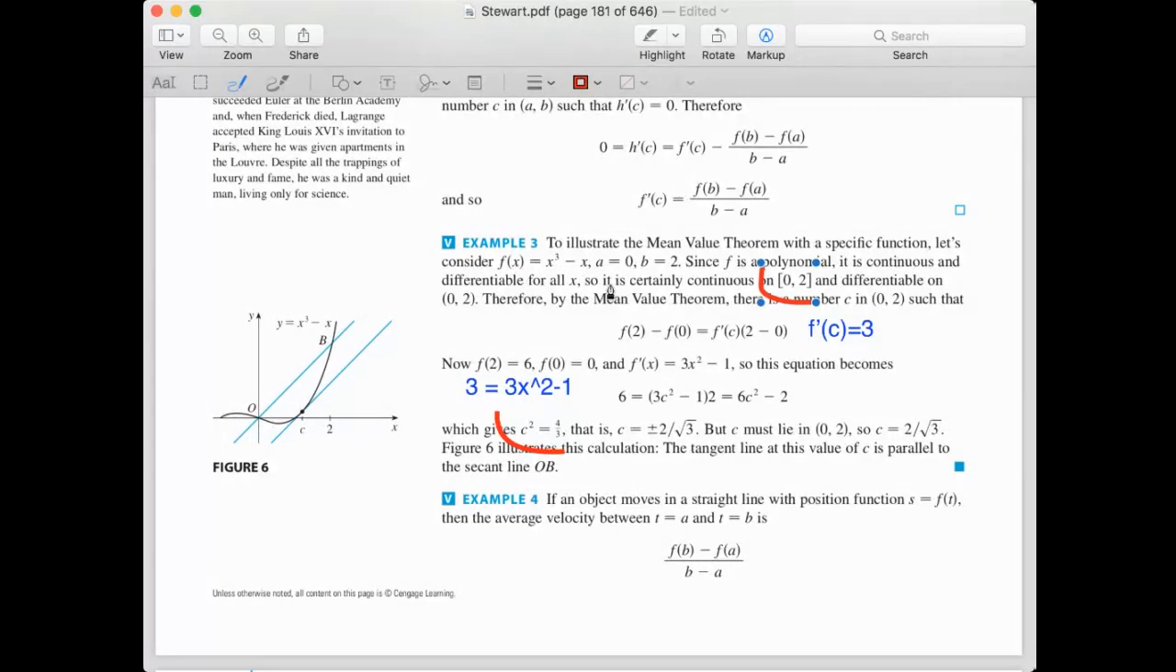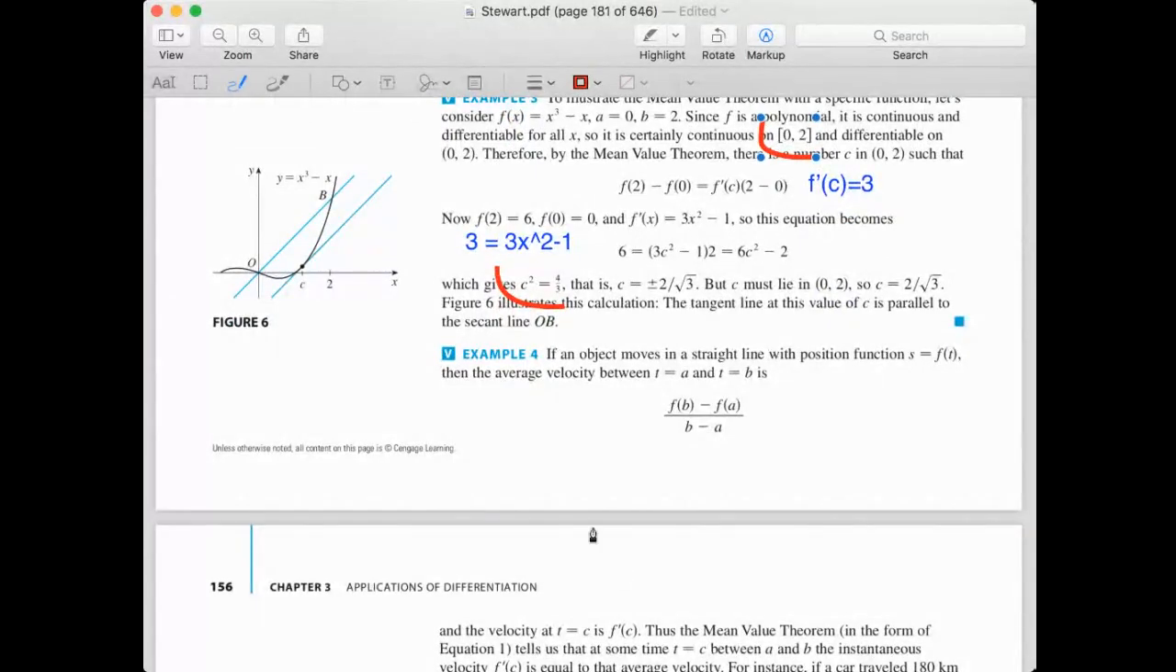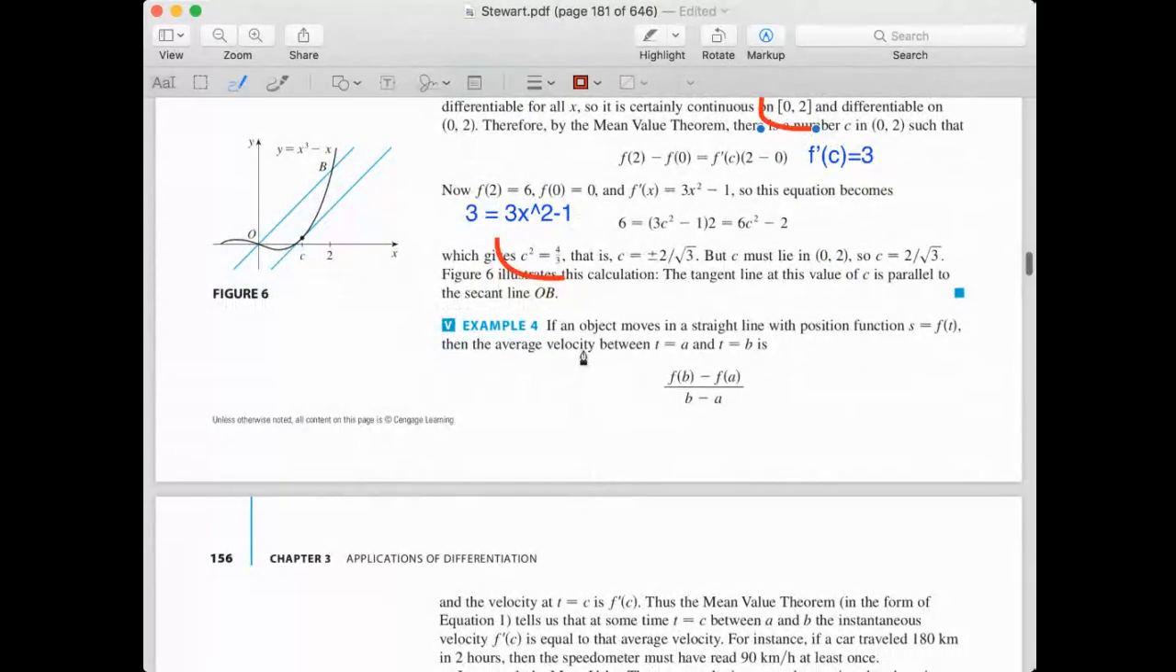All right, this is one example of how we use the mean value theorem. The mean value theorem is very useful. Let's see example 4. Example 4 says if an object moves in a straight line with a position function f of t, then the average velocity between t equals a and t equals b is f of b minus f of a divided by b minus a, of course, right?